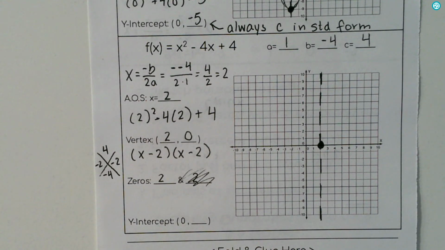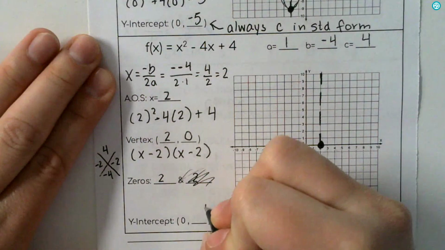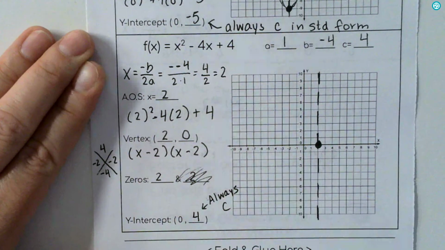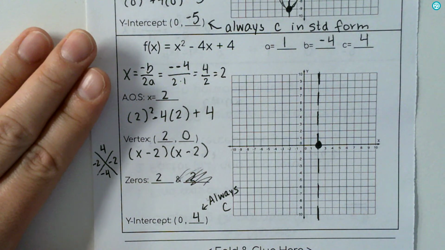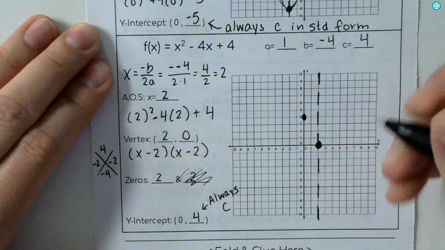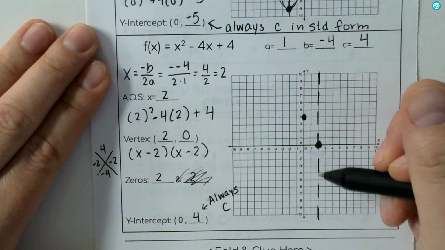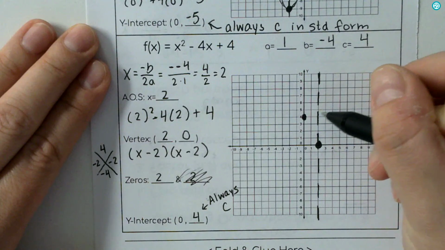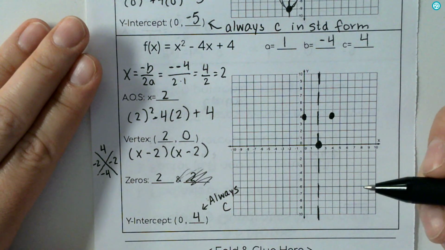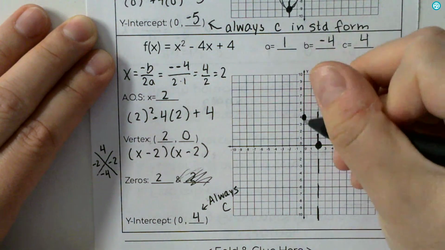Right. And then our y-intercept, since we are in standard form, is always just c. So our y-intercept here is 4. So we will graph that: 0, 4. And from our axis of symmetry, we have a point 2 to the left, so we need to do another point 2 to the right. Okay, and then we will connect that back into a U.